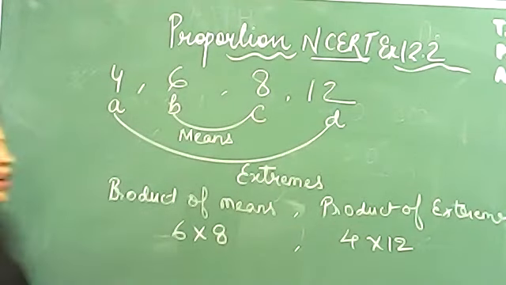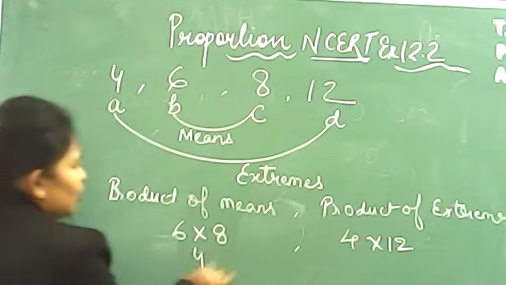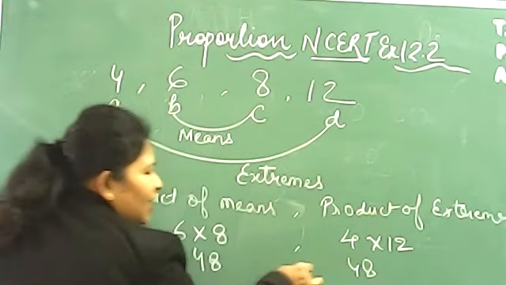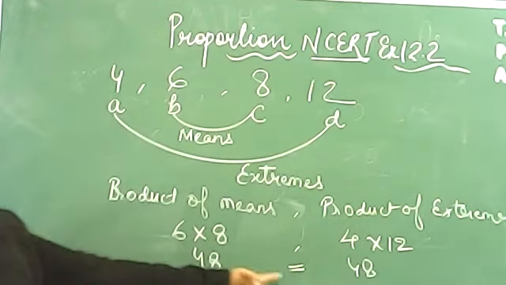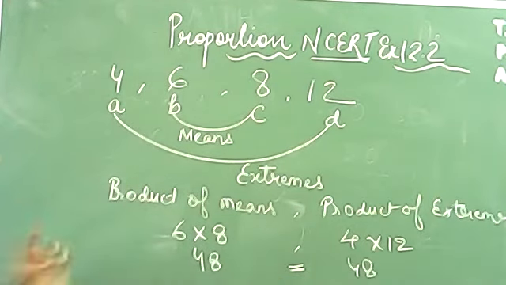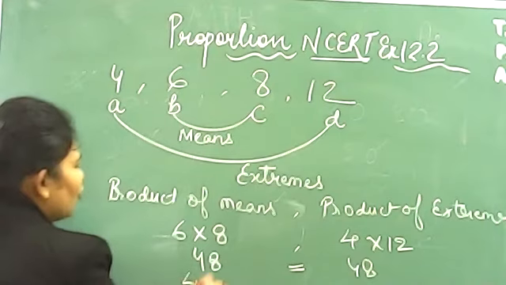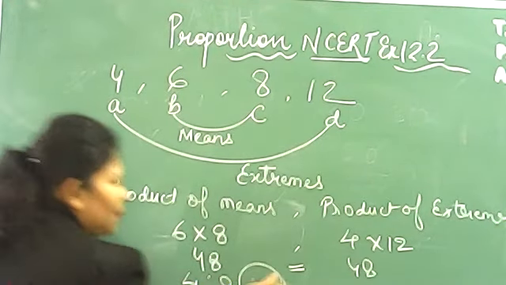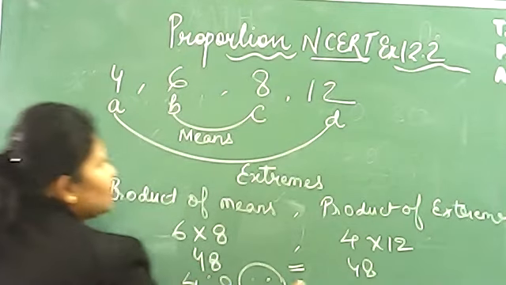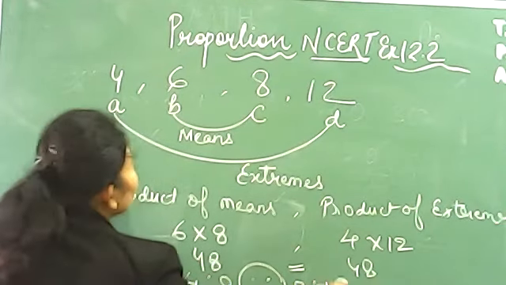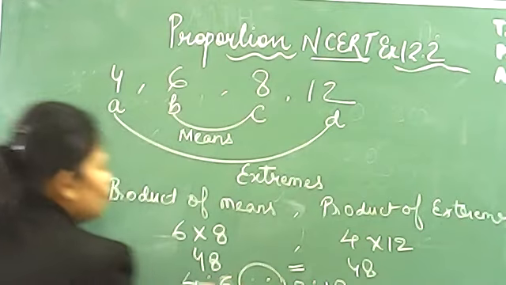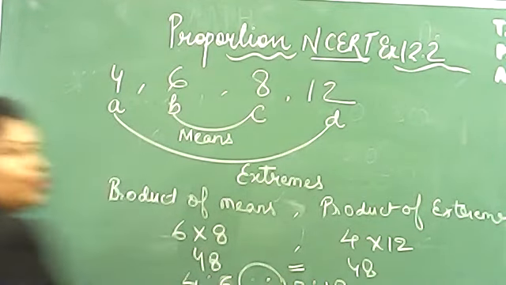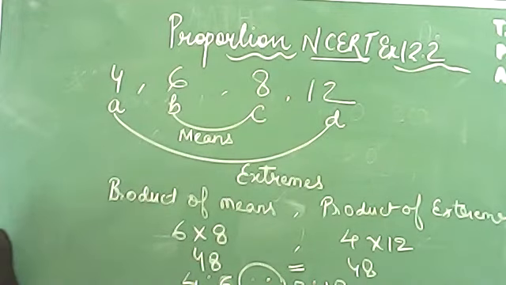Now 6 8s are what comes? 48. 12 4s are what comes? 48 only. Now both are equal. So now you can put here the equal sign, and then at the last you can write it down 4:8. Proportion sign, ये वाला proportion sign है, ठीक है? Proportion 4:6 :: 8:12. This is the complete solution for it.